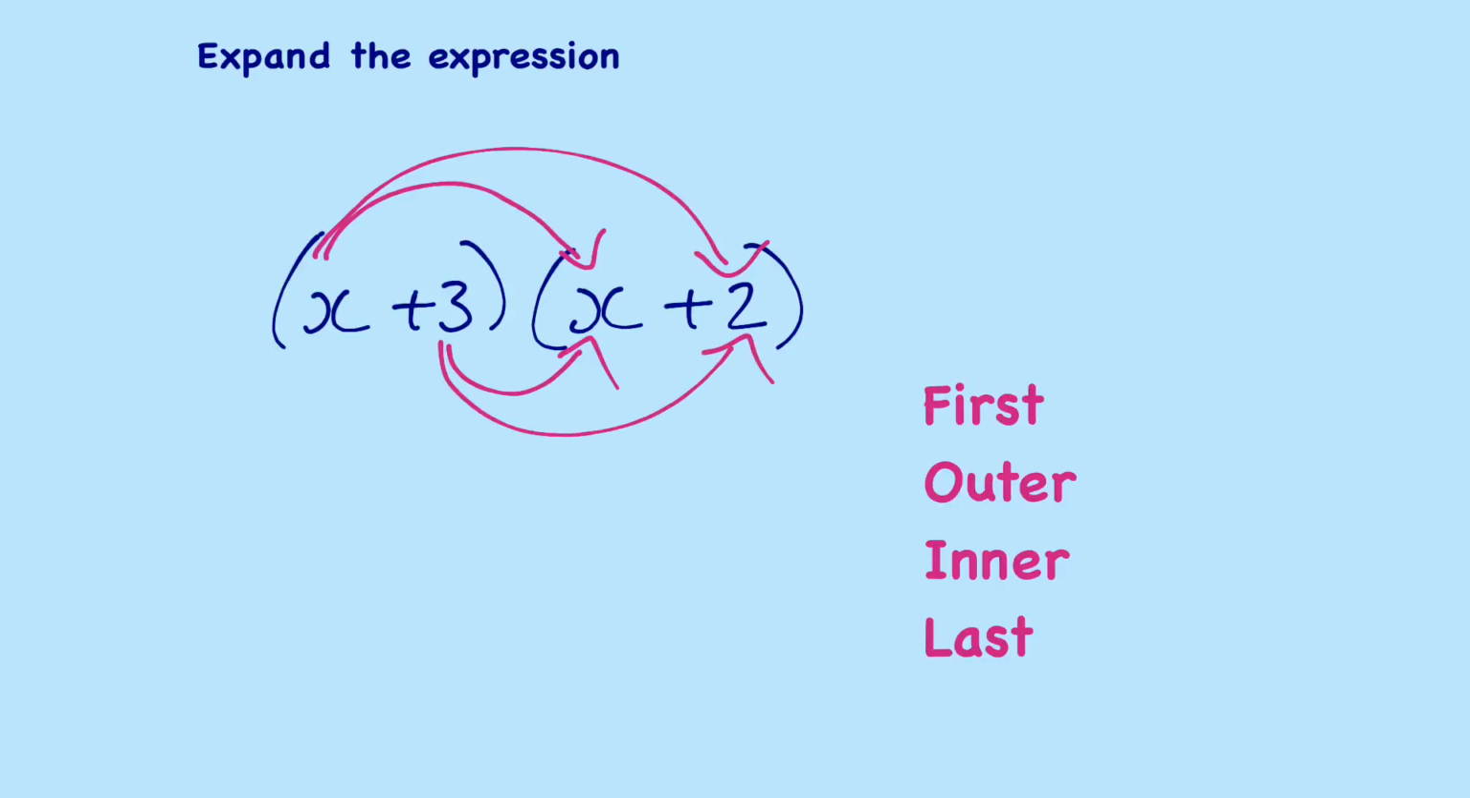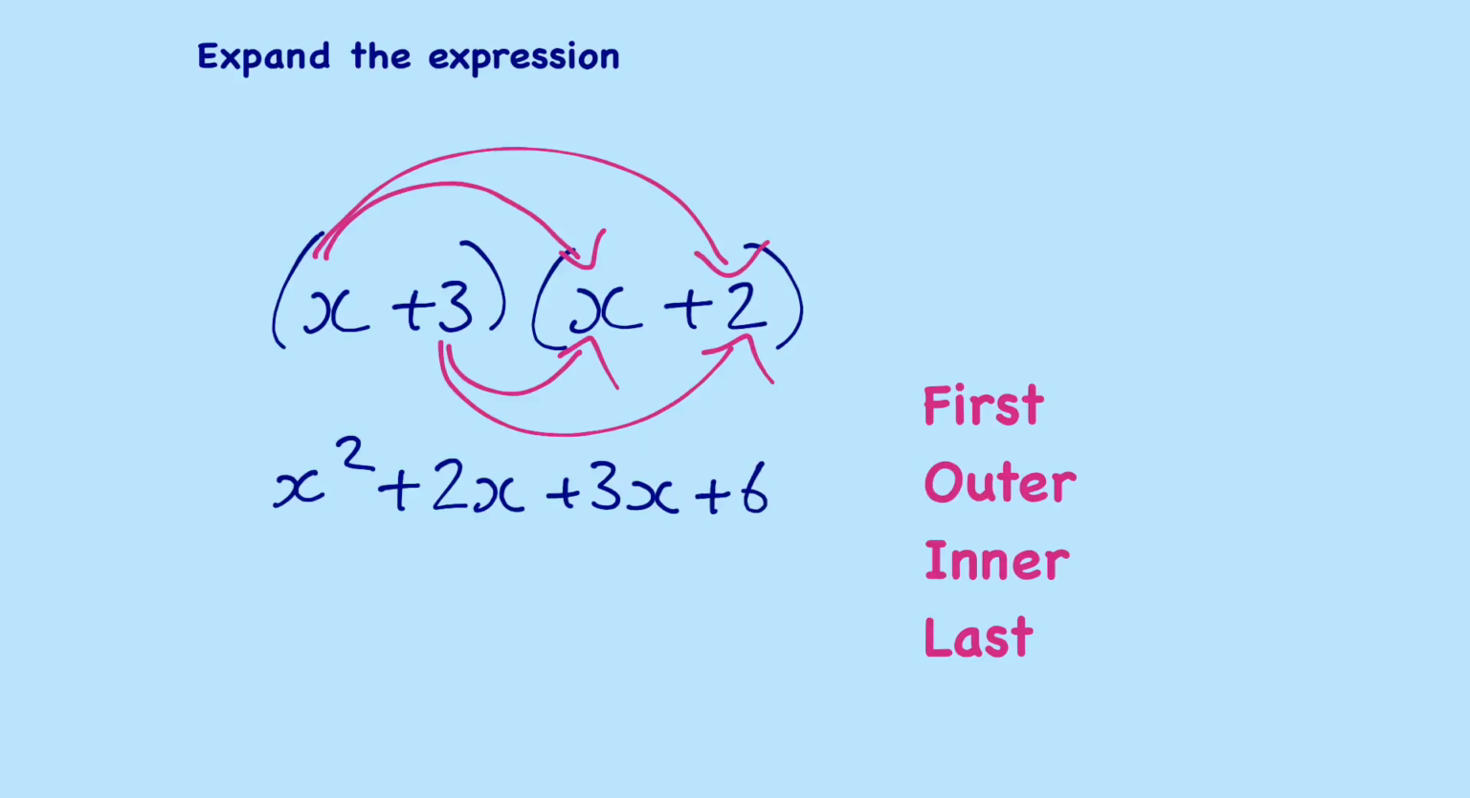So let's do that. So we have x times x, which is x squared. Then we have x times plus 2, which is plus 2x. Then we have plus 3 times x, which is plus 3x. And then last but not least, we have plus 3 times plus 2, which is plus 6.